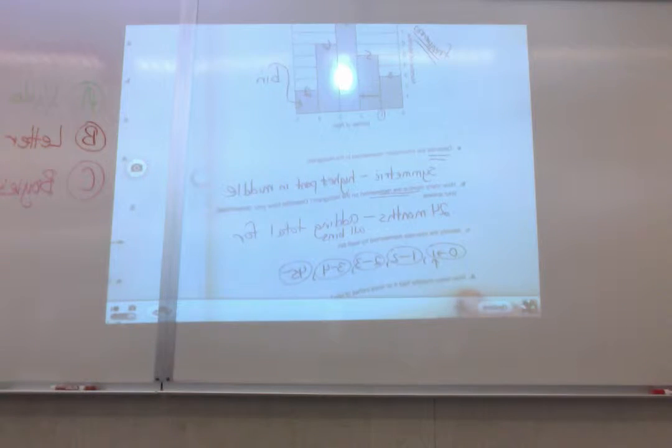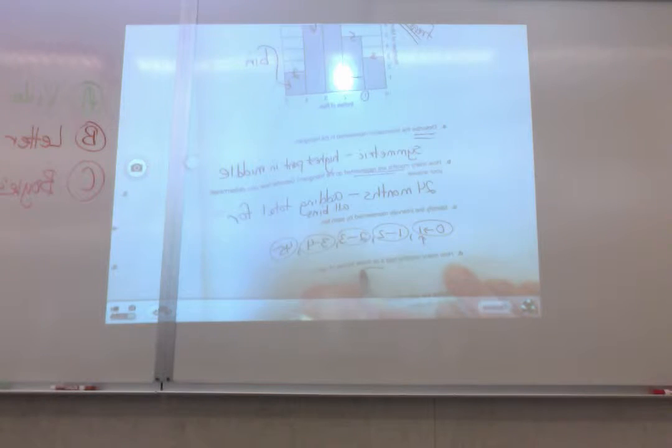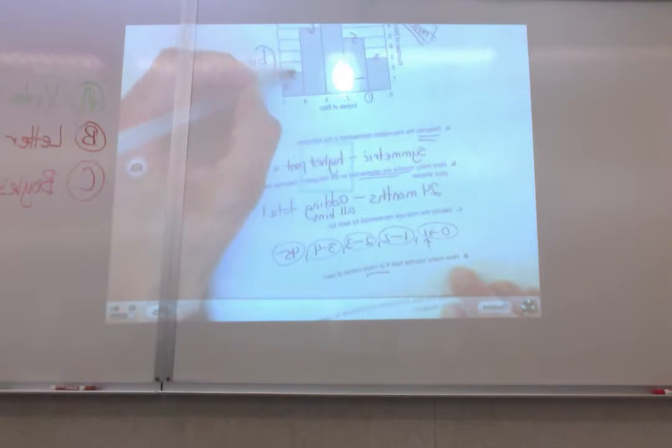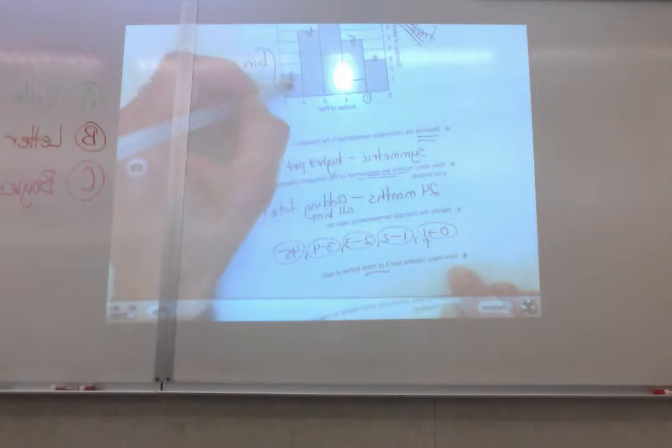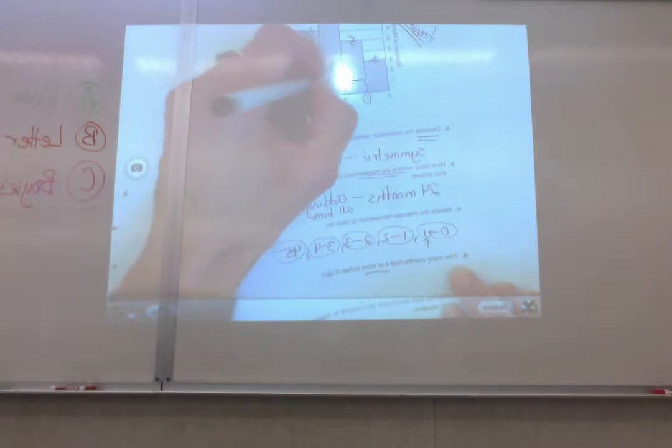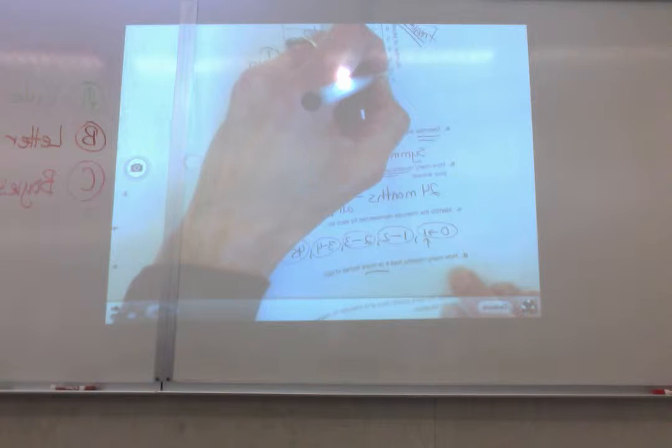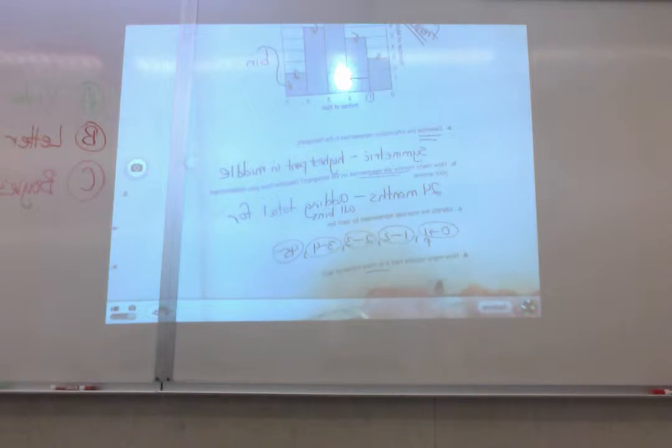So question D, how many months had 4 or more? The only column that represents 4 or more is right here. And if I look across and I figure out months, that's 2.